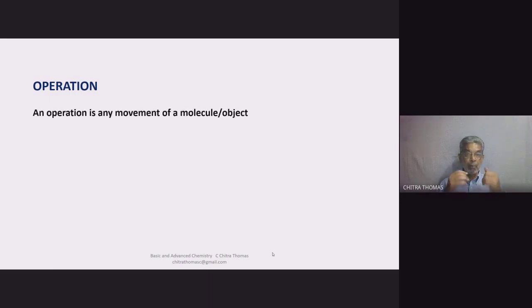See, an operation is any movement of a molecule or an object. So rotation about an axis is an operation. Now look at the video window. I'm going to show a molecule. This is a water molecule.